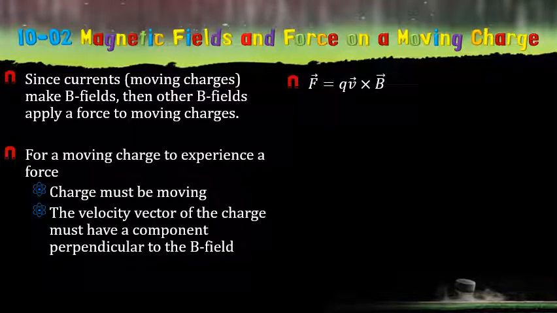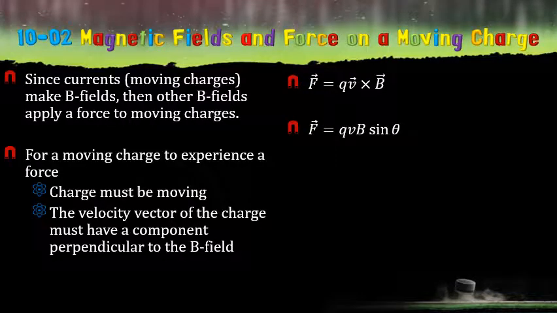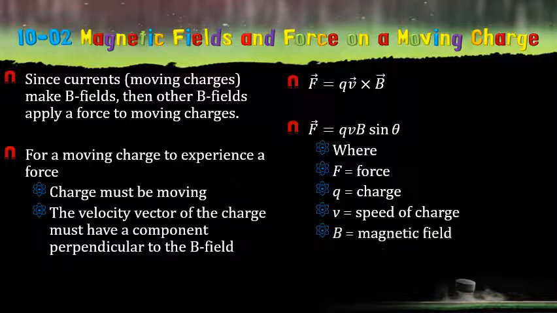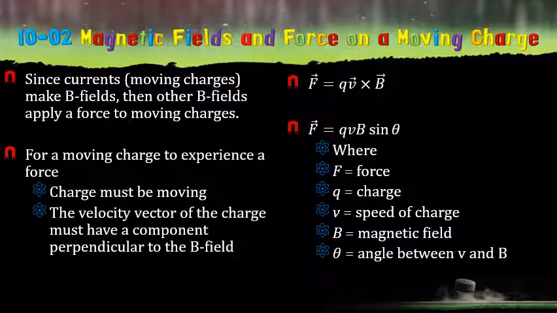Now, most of you haven't taken pre-calculus, so we haven't done cross products. So in short, we can do it this way: F = QVB sine theta, where F is the force, Q is the charge, V is the speed of the charge, B is the magnetic field, and theta is the angle between the speed and the magnetic field.